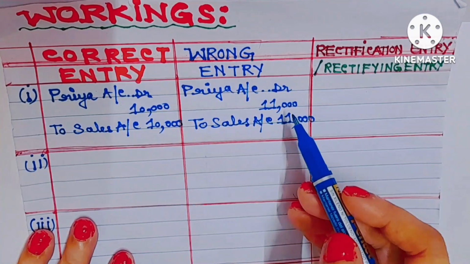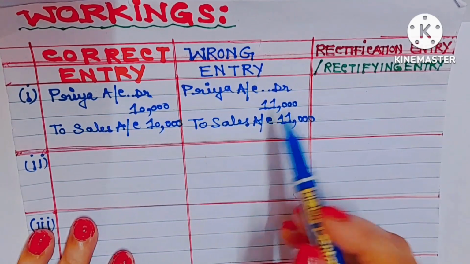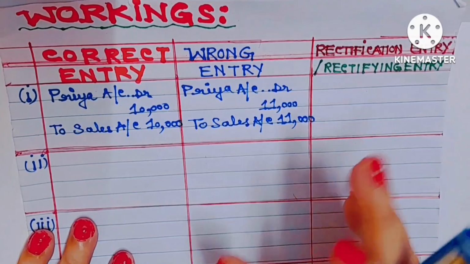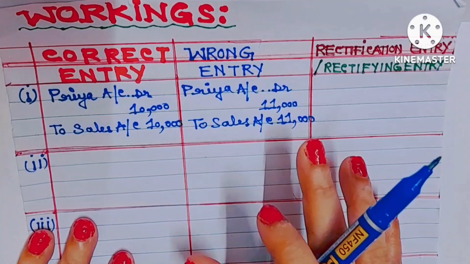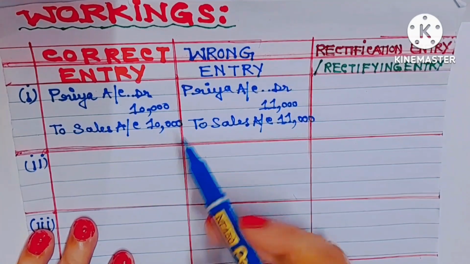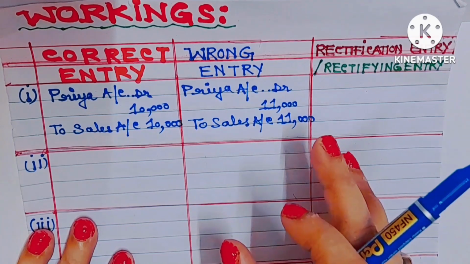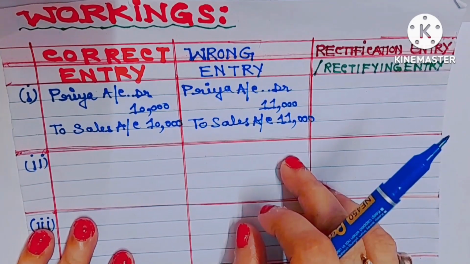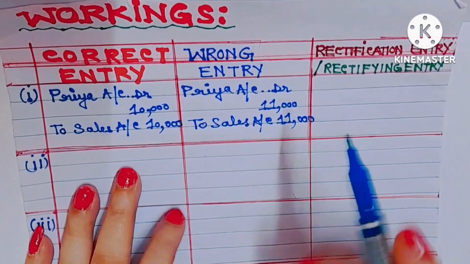How did I get 1,000? 11,000 minus 10,000 will give you 1,000. That is the differential amount. So how to rectify? Remember, this is accountancy. In accountancy, we cannot deduct 1,000 from 11,000. This is not maths. The technique is, if you pass the reverse entry with the differential amount, you will get the rectifying entry. How? Let me show you.